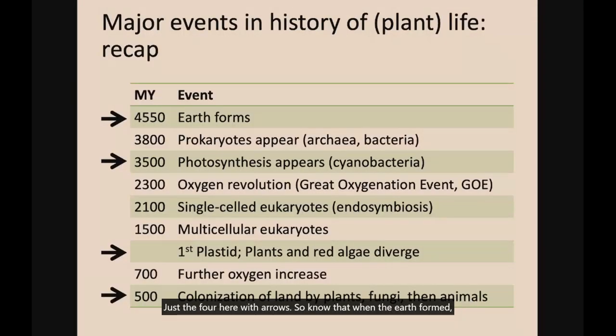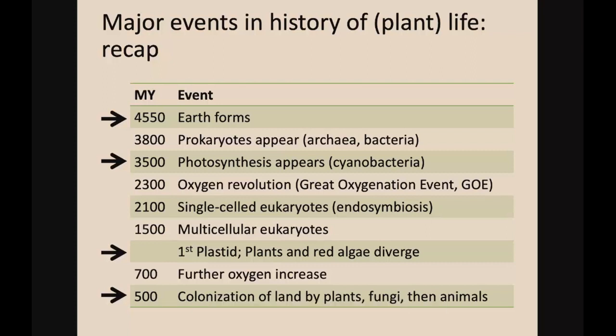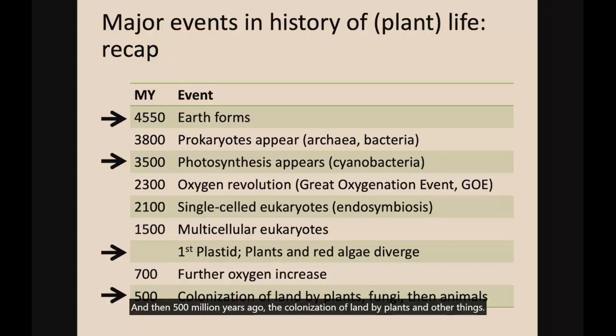So I just showed you a lot of dates and things. What do I want you to know? Just the 4 here with arrows. So know that when the Earth formed, know that photosynthesis appeared 3.5 billion years ago. The first plastids around 1,500 million years ago, 1.5 billion. And then plants and red algae diverged around the same time. And then 500 million years ago, the colonization of land by plants and other things.